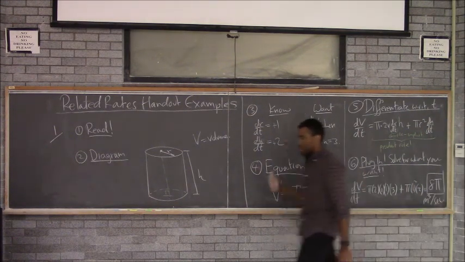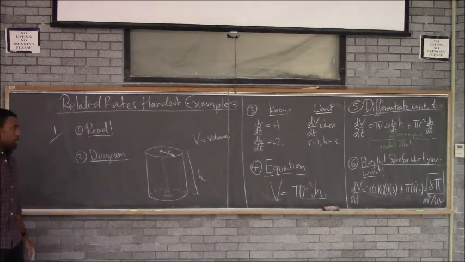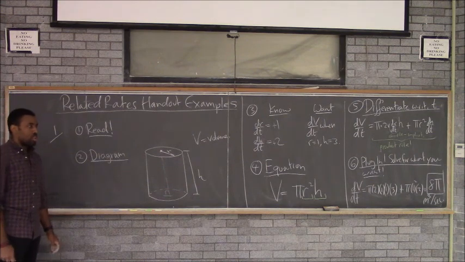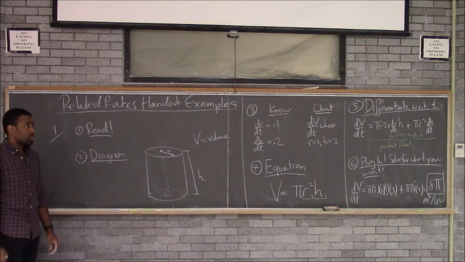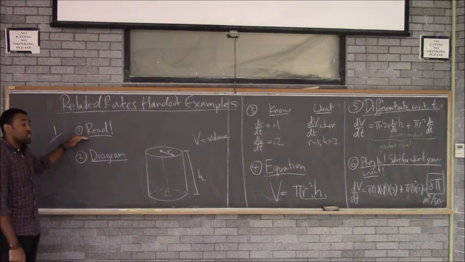But that's basically the problem that we went very slowly through. That's the process for a related rate problem. So, one, you read carefully. Why?